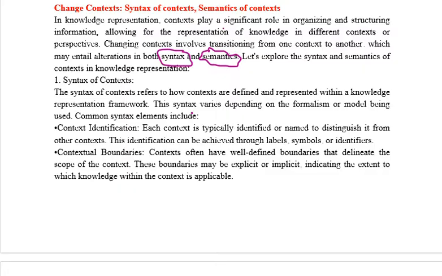Now let's see some elements in the syntax of context. First, context identification. So what is the context identification? It means how to identify a particular context itself. Each context is typically identified or named to distinguish it from other contexts. Means what they are saying: to identify whether a particular context belongs to this category or to another category, how can we identify? By giving some name to that context.